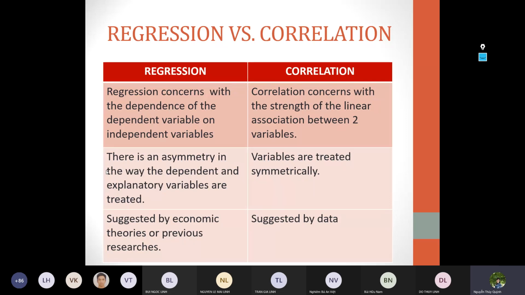The independent variable has a role to explain the value of the dependent variable. But for correlation analysis, the variables are treated symmetrically, which means there's no difference in the role of the two variables. In regression analysis, we have dependent variables and independent variables. The dependent variable is a random variable, and then we want to estimate its value.